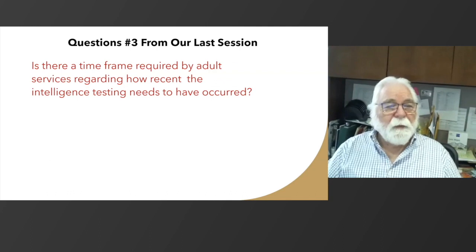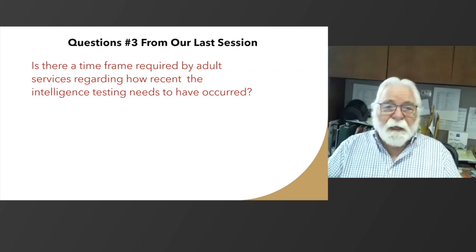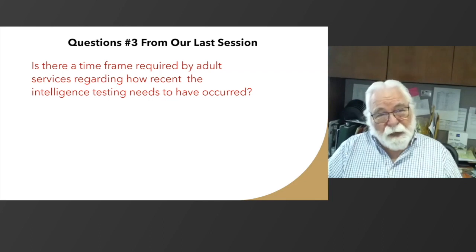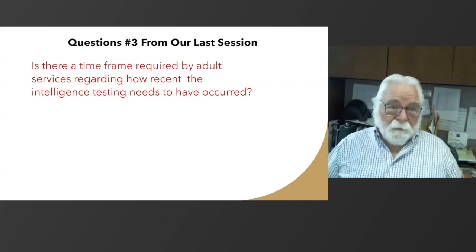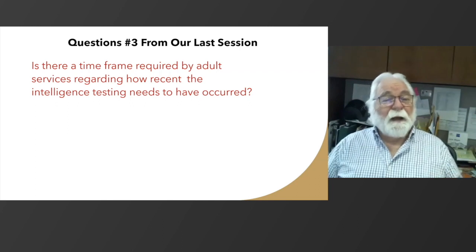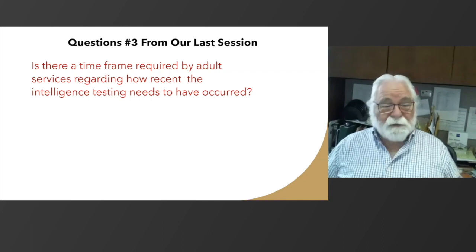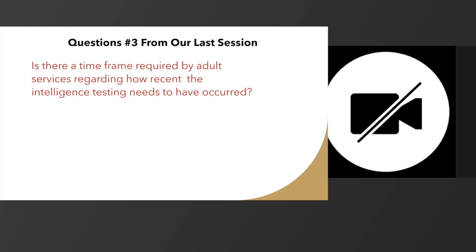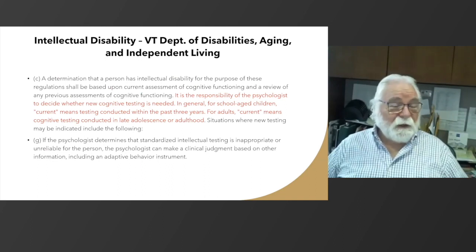Okay. All righty. The next question was, there was a time frame required by adult services regarding how recent the intelligence testing needs to have occurred. This is a great question, because I've seen this in my practice. I think I talked about last time about regulatory myth. I've been told by special educators that they've been told by representatives of adult services that the assessments, particularly a cognitive assessment, need to be within a year old. And so when we look at the actual rules and regulations, it's fairly interesting what they say.